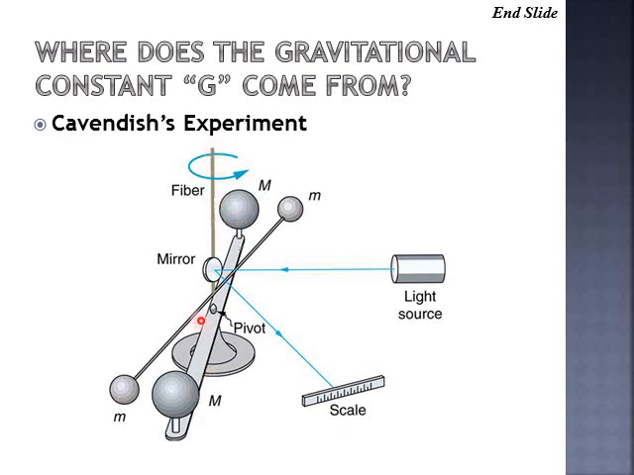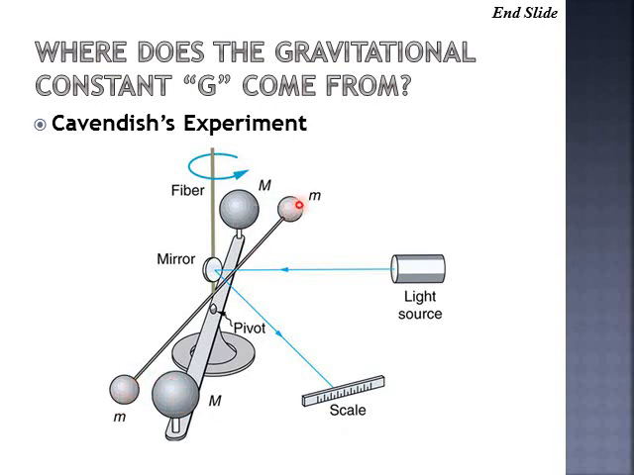Now, these two masses are then pulled really close to the smaller masses here. Because of the gravitational force, large M and small m are going to attract each other, which means they're going to get closer, which means this fiber cable is going to turn a little bit. I can measure the mass of each one of these objects. And because the light source is going to move on the scale as this thing turns, I can get the torsional force, which is equal to the force of gravity because they're balancing each other. And then I can physically measure the distance between the two masses.